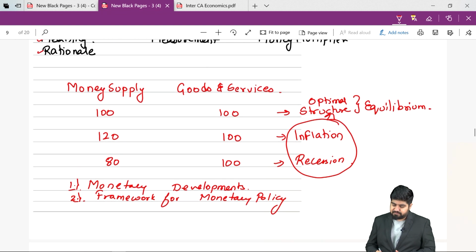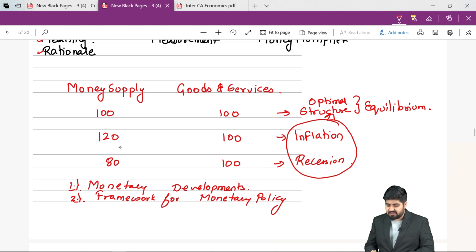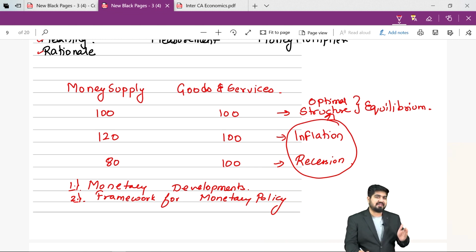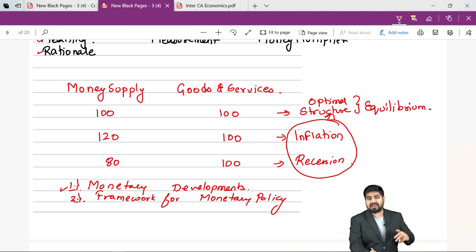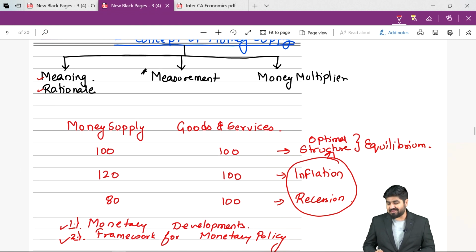Because see, it's simple. If money supply is greater than the goods and services or less than the goods and services, at that time RBI will have to intervene and change the monetary policy. So to understand where the money is coming from, it is monetary development. And to make a necessary policy in order to rectify the mistake, that will be called as framework for monetary policy. These are the 2 points students that you need to remember in rationale.